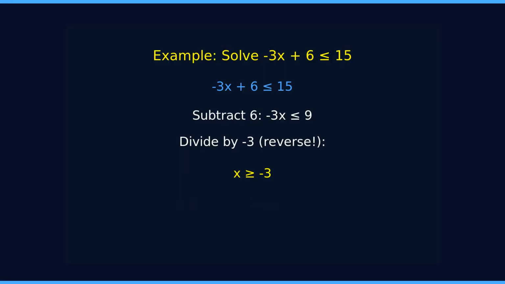Let's solve negative 3x plus 6 is less than or equal to 15. Subtract 6 from both sides. Negative 3x is less than or equal to 9. Now divide by negative 3 and reverse the sign. So x is greater than or equal to negative 3.